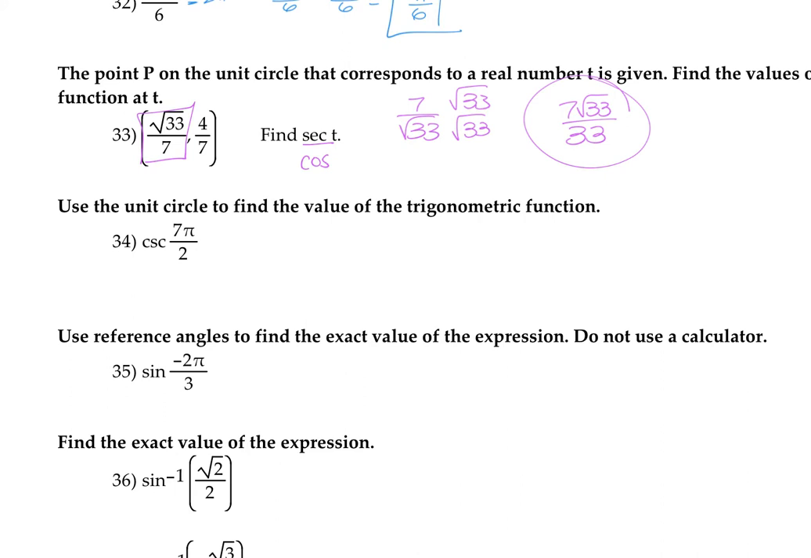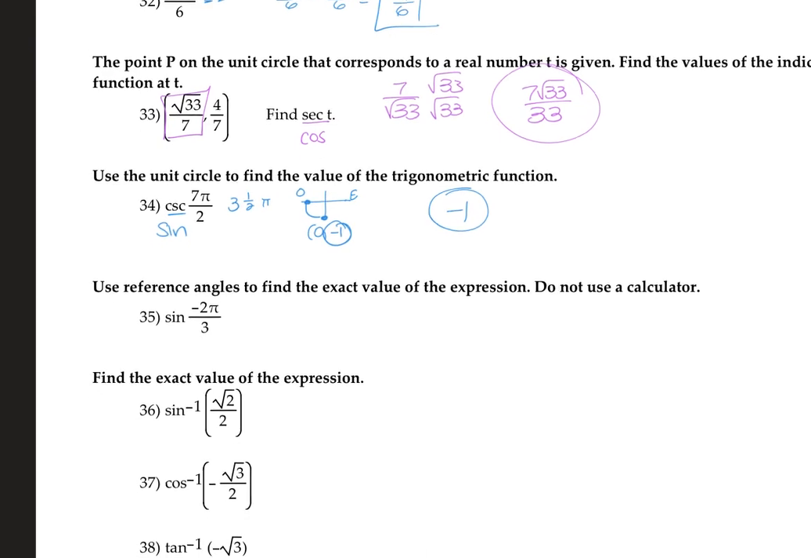34, you find the cosecant of 7 pi over 2. This would be 3 1/2 pi. Remember, evens is on the right, odds is on the left. So 3 would be here, and then 1/2 means it's at the bottom here where it's 0, -1. The cosecant is the reciprocal of sine. Sine is -1, flip -1, and it's still -1.